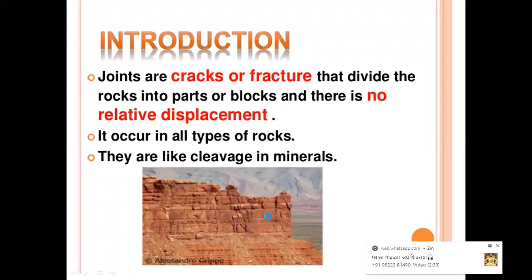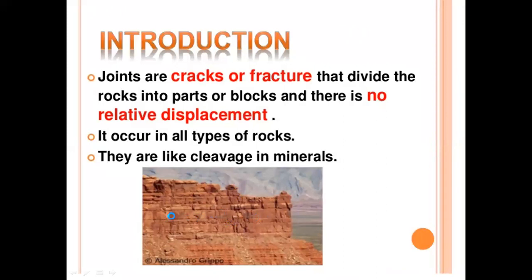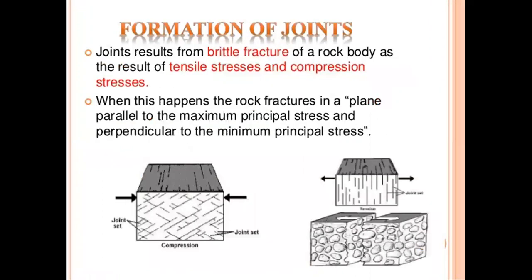Now here you can see in the bottom diagram various joints are present in the rock. It occurs in all types of rocks, meaning either igneous, sedimentary or metamorphic rocks. In all types of rocks the joints are present. They are like cleavage in minerals. Now we will see the process of formation of joints.